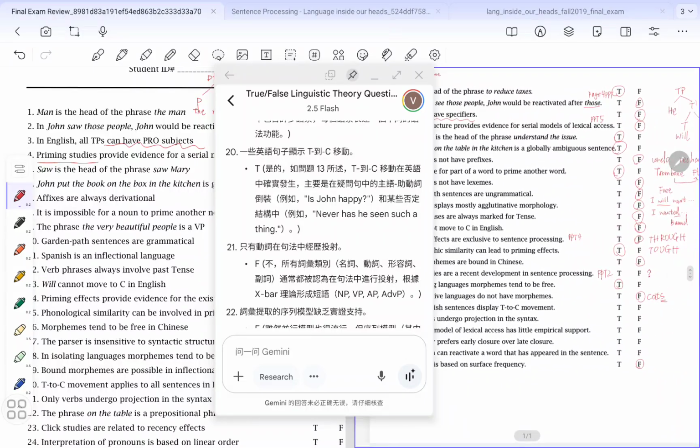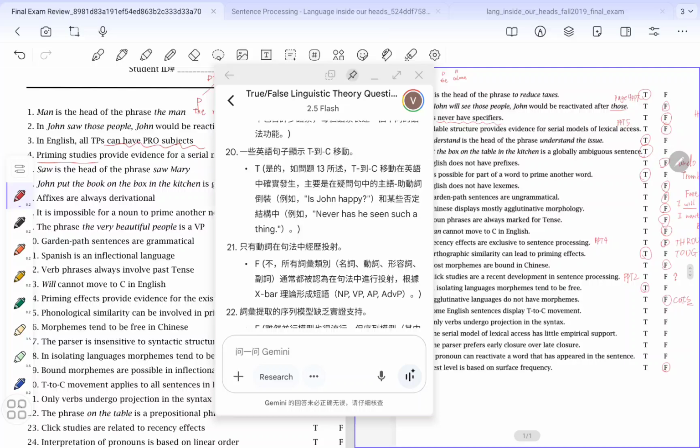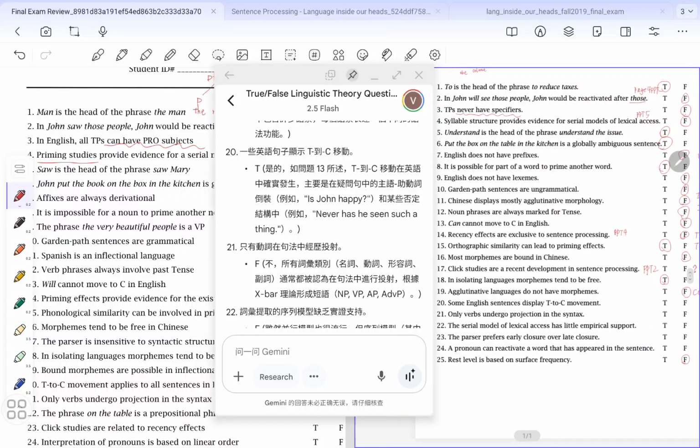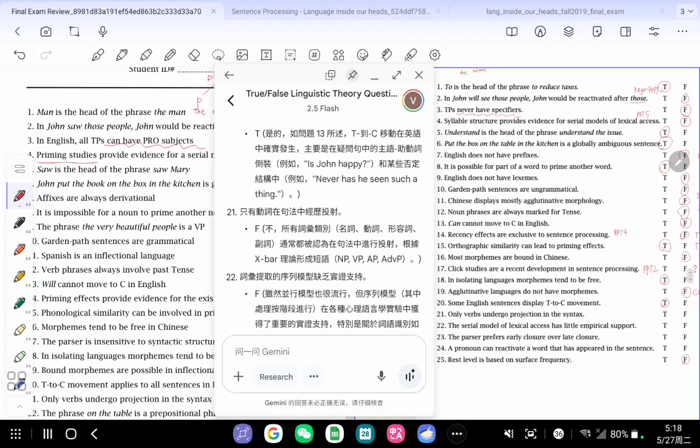Some English sentences display T to C movement. True or false? True, and great. So true is great. False? Yeah, true. What's an example? Let's just pick one. Will he do it, or can he do it? That's T to C movement. What languages can you speak? Remember this one? Also T to C movement. Generally, yes-no questions in English, and in most languages, questions do this, not all of them.